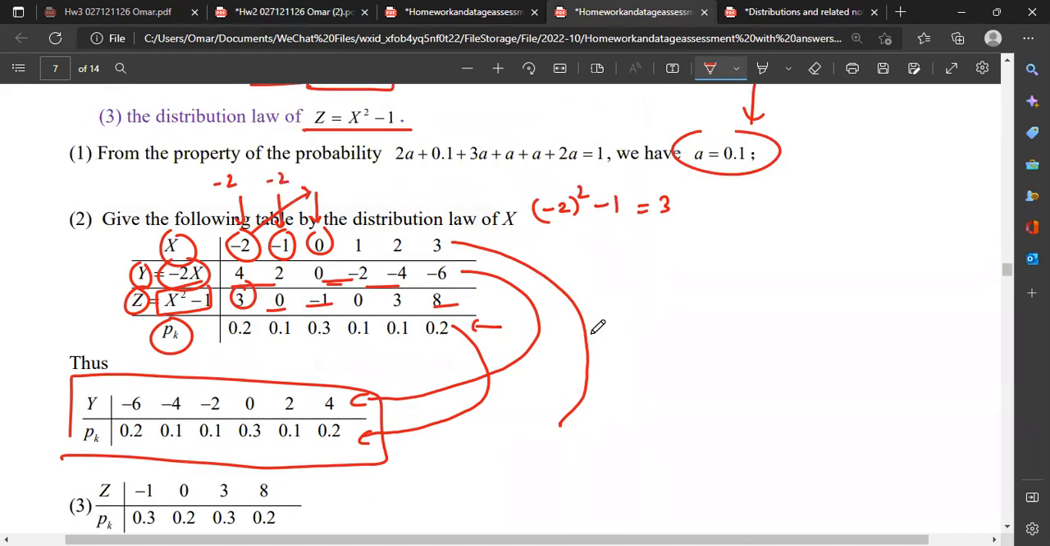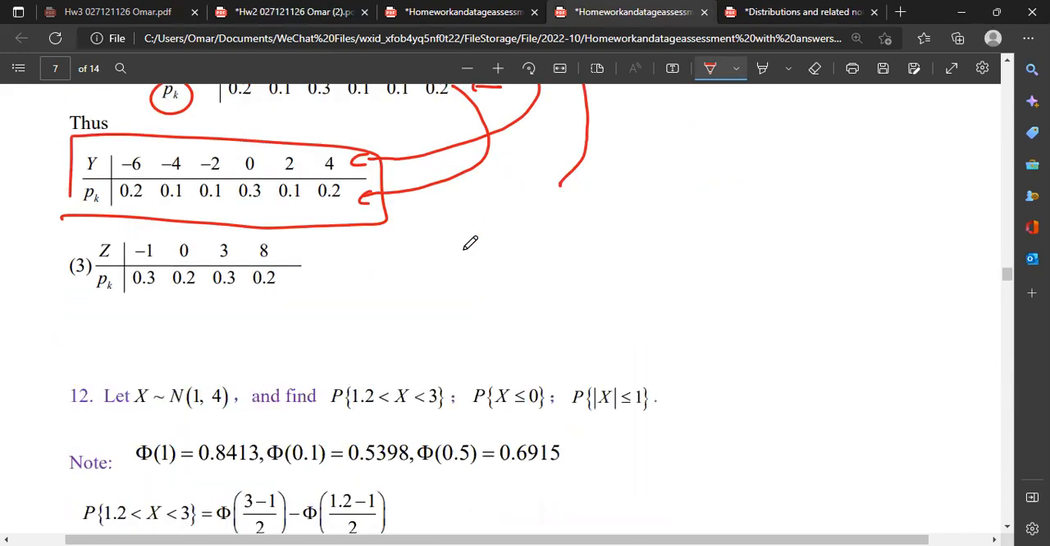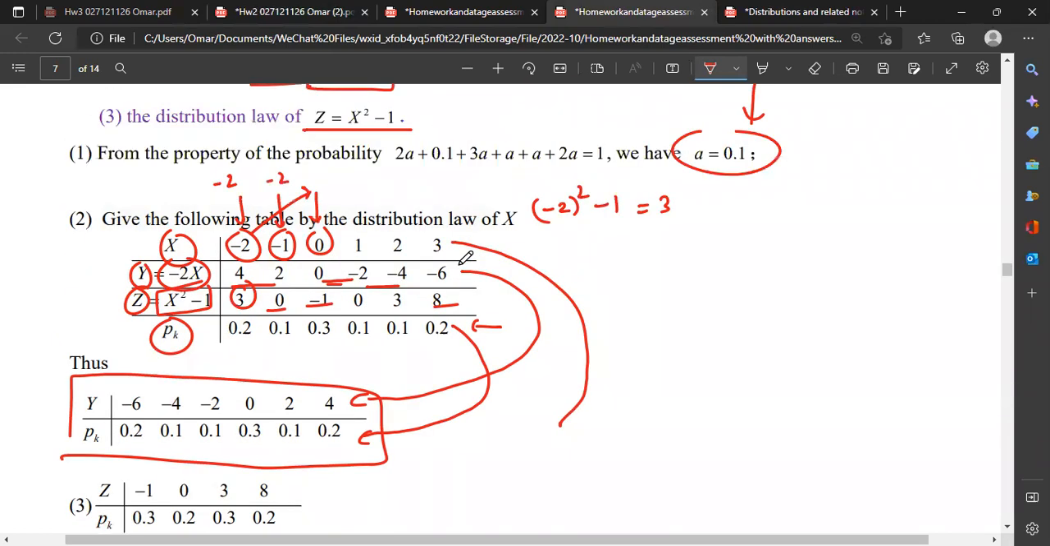-6 -4. Okay, so just rearrange them. You see the values here: -2, -1, 0, 1, 2, 3. So you just rearrange them, and we don't take x.